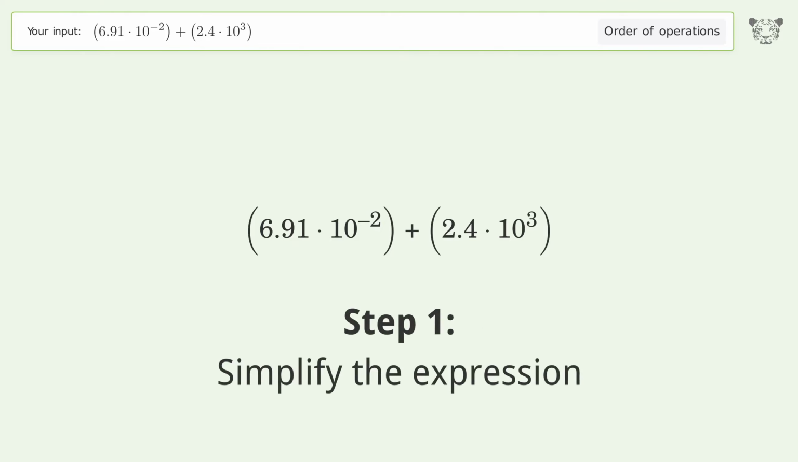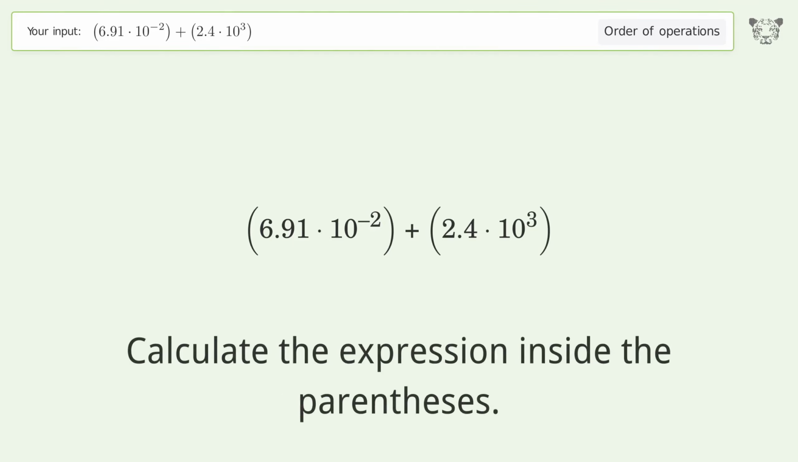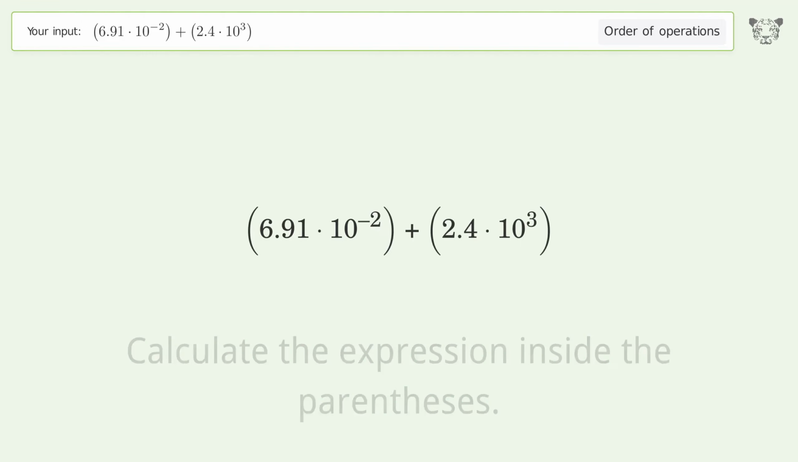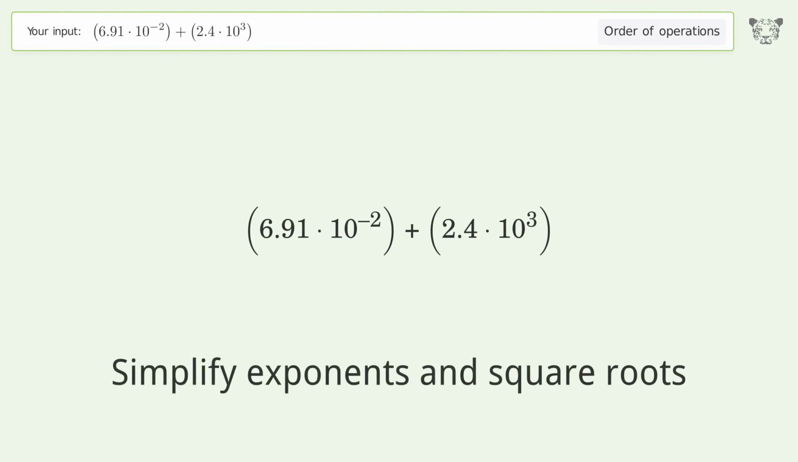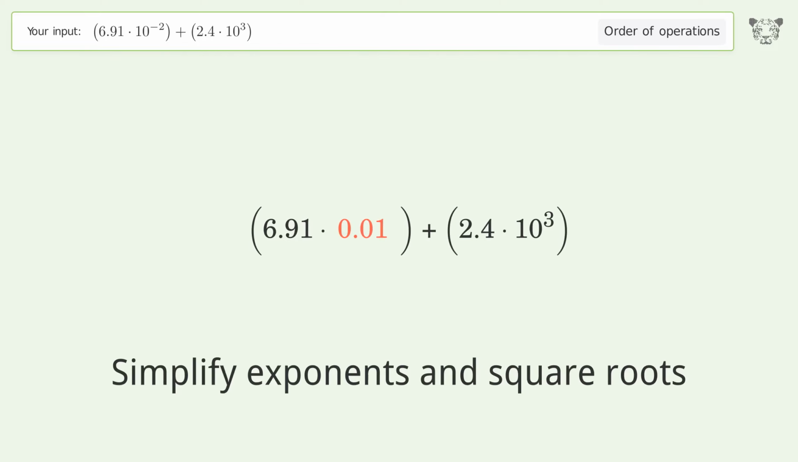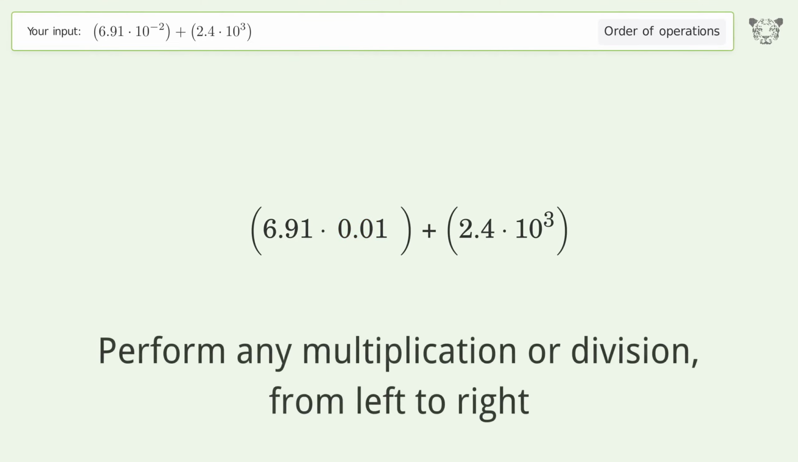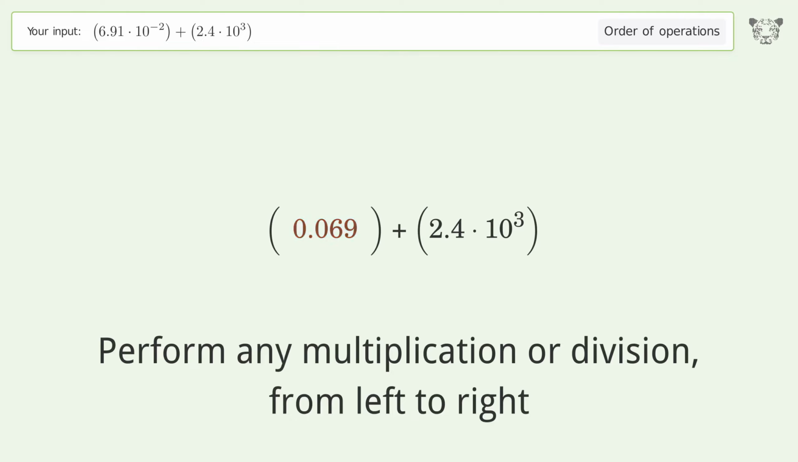Simplify the expression. Calculate the expression inside the parentheses. Simplify exponents and square roots. 10 to the power of -2 equals 0.01. Perform any multiplication or division, from left to right. 6.91 times 0.01 equals 0.069.